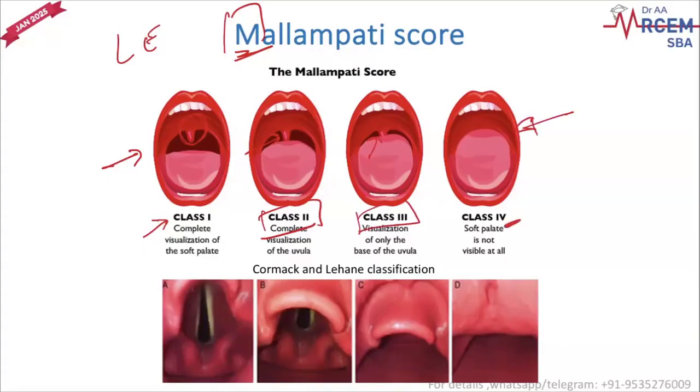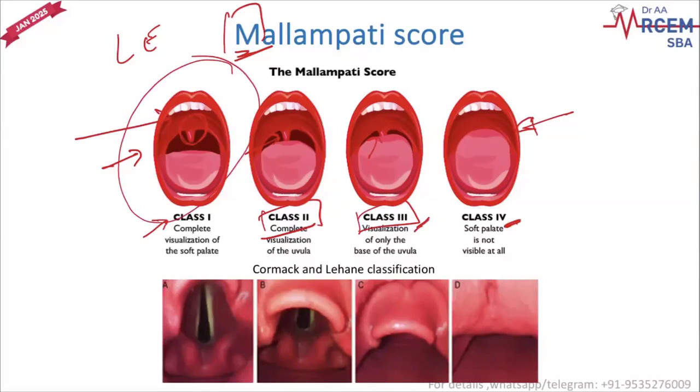Usually in the exams, they will give you a picture and ask you which class it is. So you need to be aware of what structures you need to look out for. Mainly, you need to look out for the uvula in the Malampati score. Uvula completely visualized, class 1. Tip is not visualized, class 2. Only the base is visualized, class 3. Uvula is not visualized at all, class 4.